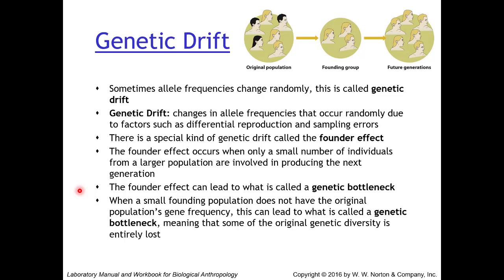Let's see, the founder effect. So the founder effect can lead to what is called a genetic bottleneck. And so this is when a small founding population does not have the original population's gene frequency, which can then lead to what we call the genetic bottleneck. And so some of your original genetic diversity is entirely lost. So in this case, that brunette genetic diversity was completely lost in the next generation. So I'm going to give you some examples of genetic bottlenecks that have occurred in the history of Earth.